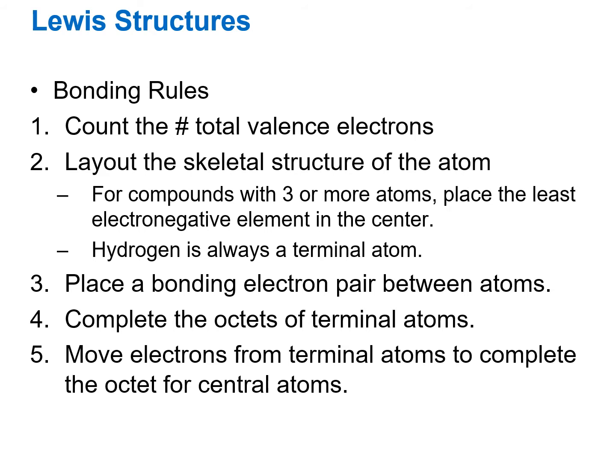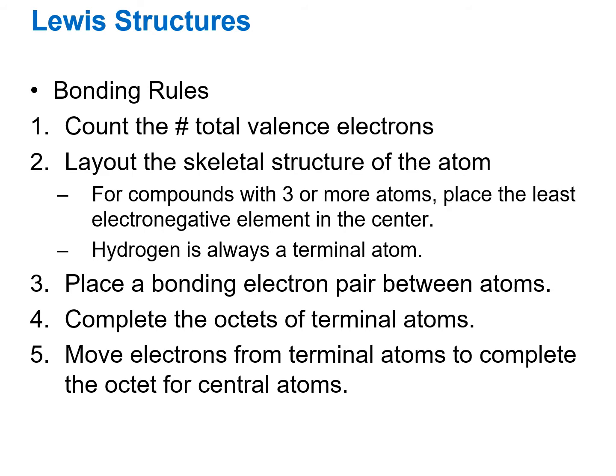Number 3, place a bonding electron pair between the connecting atoms to demonstrate that those are being shared. Number 4, complete the octets of the atoms on the outside, the terminal atoms, so you give all of them an octet. And then number 5, you start placing any leftover electrons in the central atoms so that they form octets. And if you don't have enough electrons to place on the central atoms, then you can move electrons from the terminal atoms because they can share more than one pair. So these are the rules for dealing with Lewis structures.